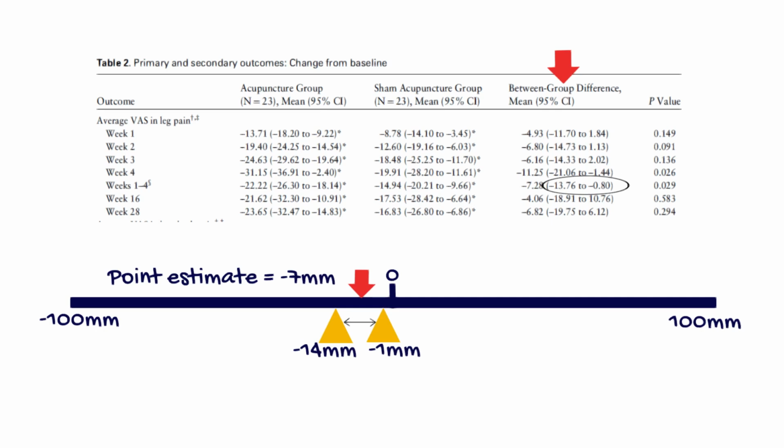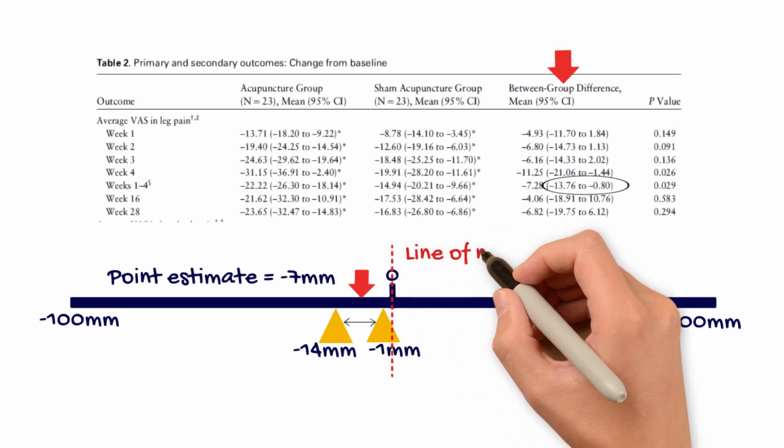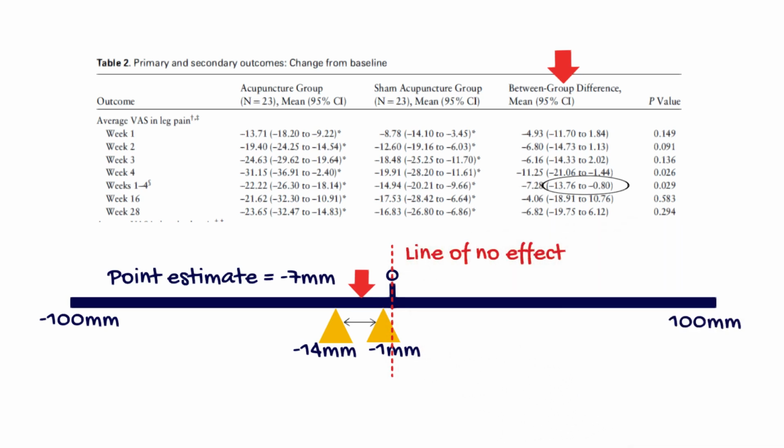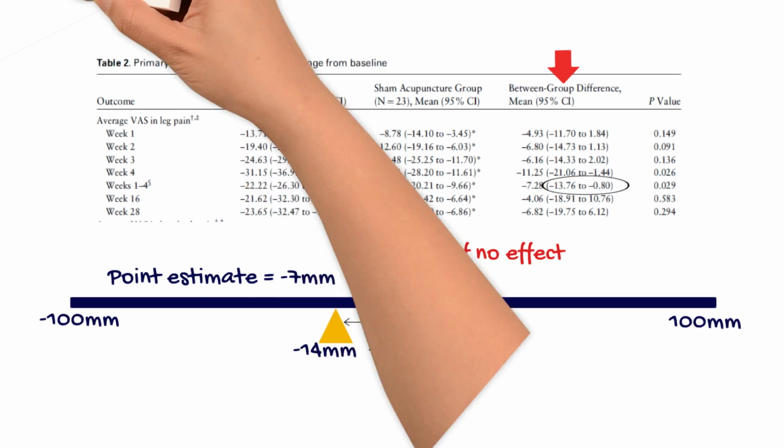Notice that the confidence interval excludes 0. For a continuous outcome like the VAS, the line of no effect, or the point where there is no difference between the two interventions, sits at 0. In this case, the entire range of values falls just to the left of this line. Therefore, this finding is considered statistically significant.